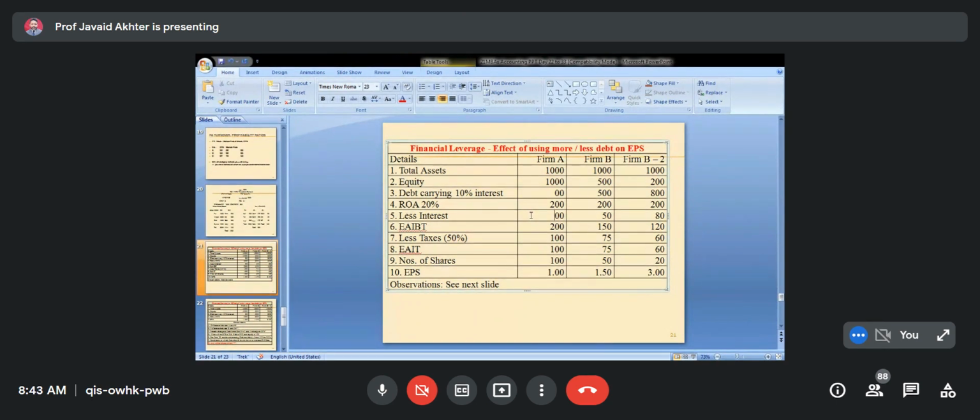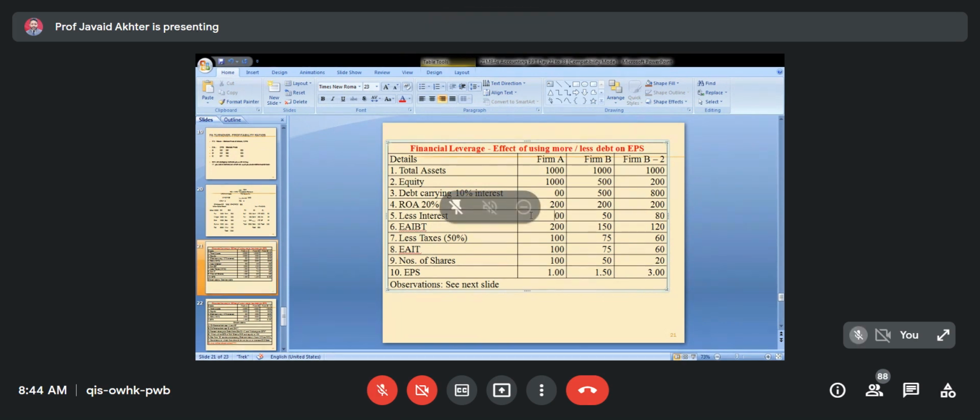So first of all, we subtract interest. How much interest will company A pay? Zero, because it does not have any debt. Because it does not have any debt, its interest outlay will be zero. How much will company B pay? 50. Where is it coming from? 10% of 500. So step fifth is clear.